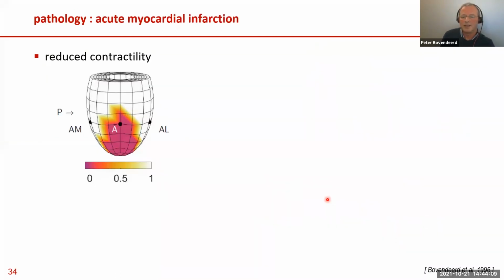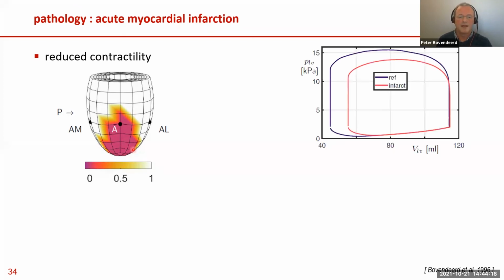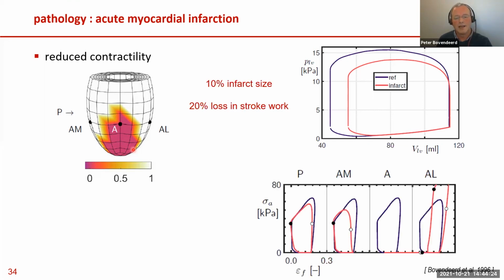Another thing you can simulate is acute myocardial infarction. We simulated it by preventing active stress development in this region. You can see that it has a more dramatic impact on the pressure volume loop. And once again, take a look at the stress strain loops. It's interesting, for example, to look at this location, anterior medial. And here you see that fibers shorten more during the isovolumic contraction phase than normal. Blue is normal and red is in the infarct case.